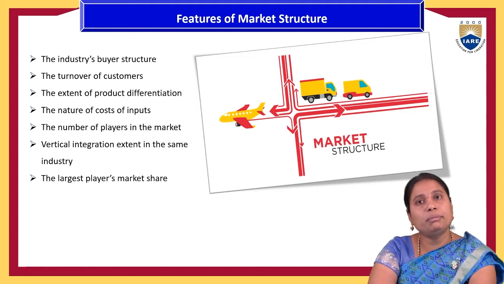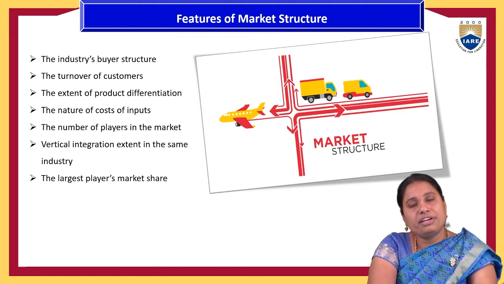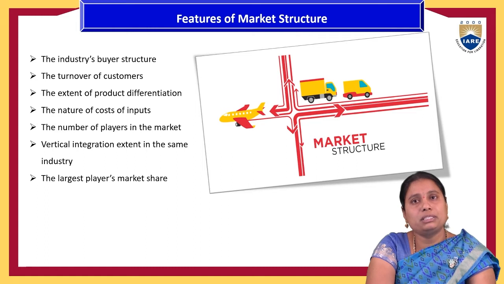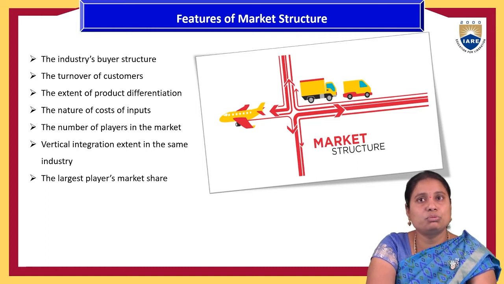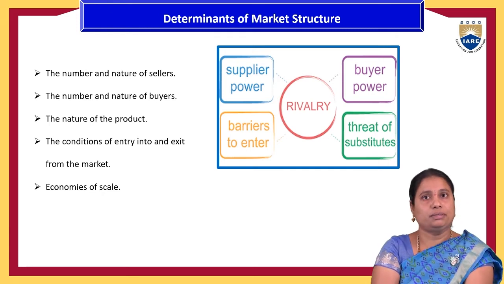All these elements can be identified by the producer through knowledge of market structure, so that he can take the decision on product variations based on the number of players and the number of buyers available in the market. So those are the features of this market structure.